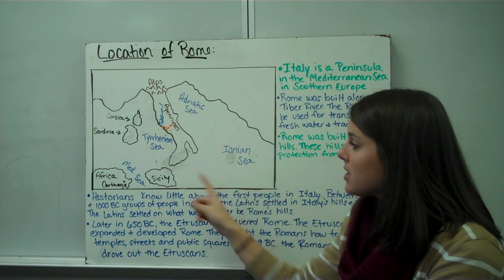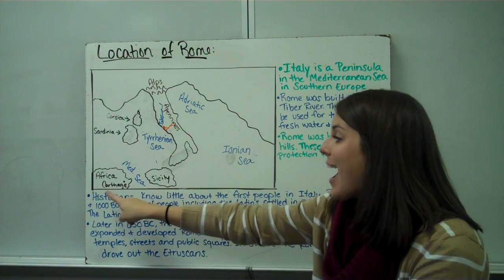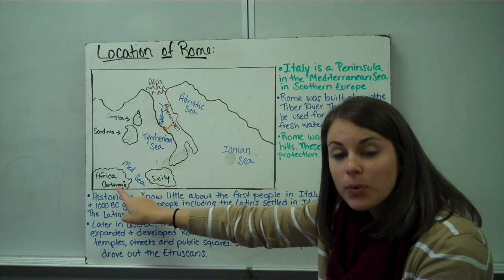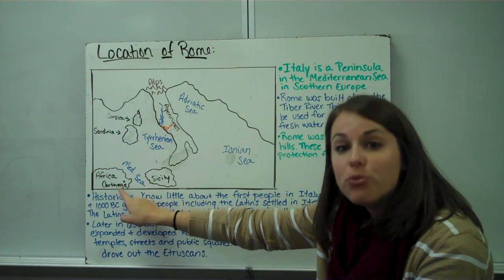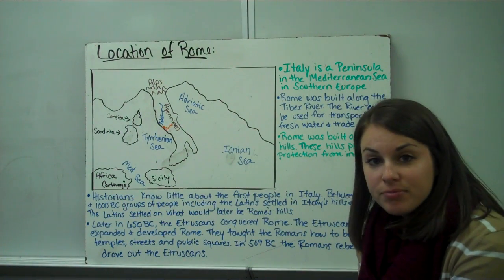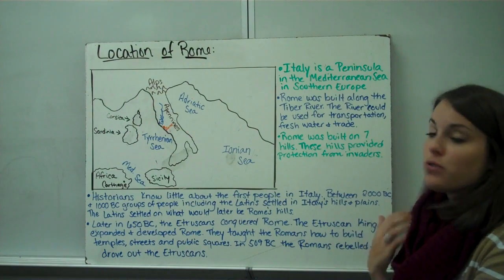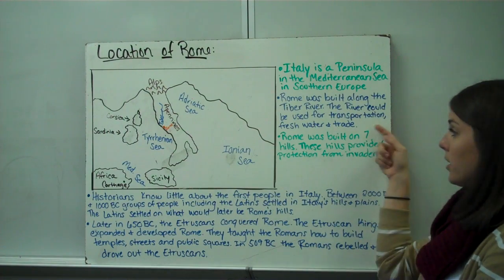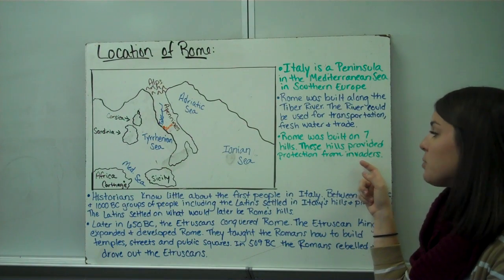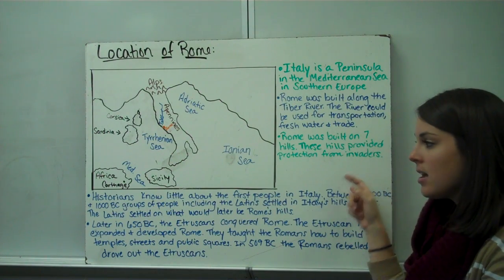Okay? As you look at this map, it's also important for you to notice that Africa is over here. There is a city called Carthage in Africa that we're going to talk a lot about when we get to the Punic Wars. Rome was built along the Tiber River. The Tiber River could be used for transportation, fresh water, and trade. Rome was built on 7 hills. These hills provided protection from invaders.